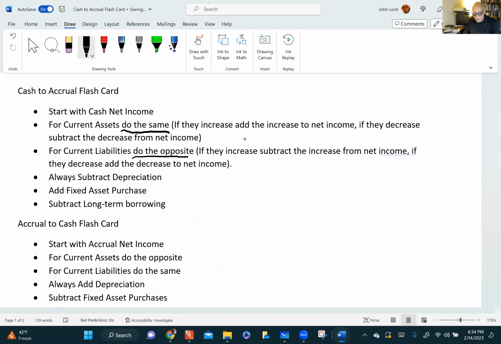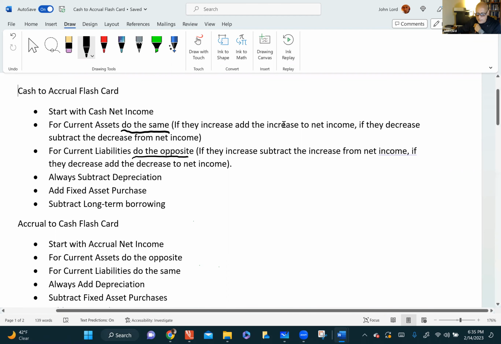Always subtract depreciation from the net income number that they give you. Always subtract that. Add fixed asset purchases, because in cash basis, we treat that as an expense. We know that for accrual, purchase of fixed assets is not an expense. So you would add that and then subtract any long-term borrowing. For a cash basis, they're treating borrowing like a revenue. For accrual basis, borrowing is not a revenue. Okay, so you'd follow those rules.